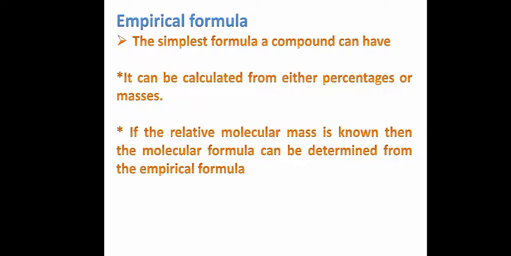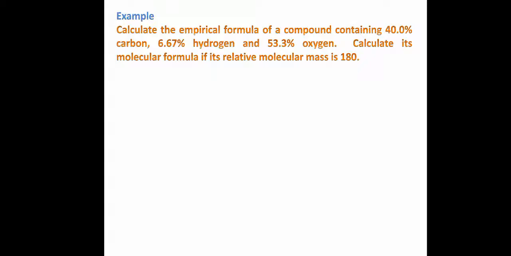Now, like I said, the empirical formula is the simplest formula a compound can have, and it can be calculated from either percentages or masses, these percentages being percentage by mass, obviously. And provided you are provided with the relative molecular mass, you can actually find the molecular formula from the empirical formula. Okay, let's look at an example of how you do this.